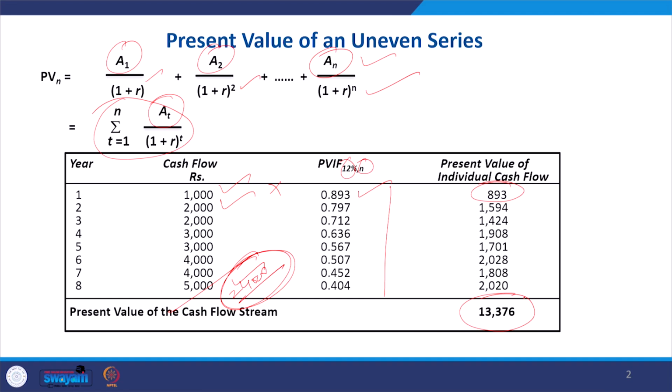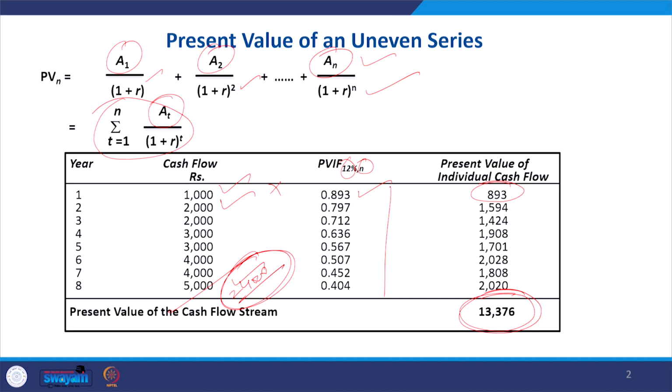Practically, if you want to find the value of the total cash flow which we are receiving over a period of 8 years, the absolute value was 24,000, but the discounted value is almost half of that. So when you want to make a comparison between the outflow and the inflow of cash, you have to make the comparison not with this figure of 24,000, but with this figure of 13,376.